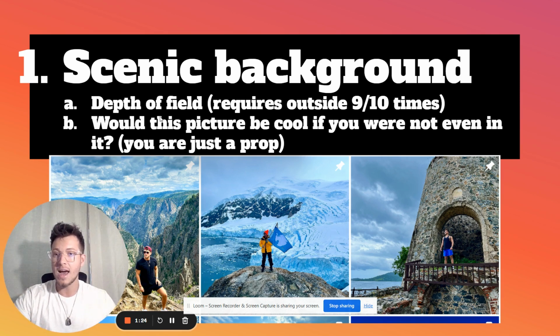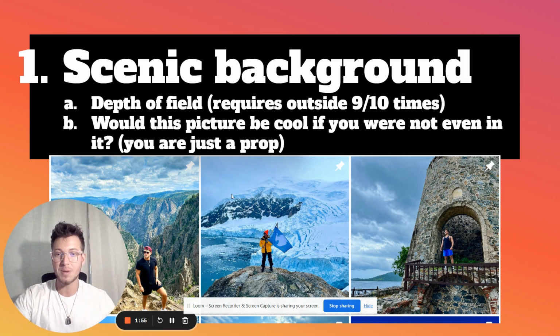So you want to have a depth of field. So 9 out of 10 times this is going to require you to be outside. A lot of the pictures and profiles that I see, people are posting inside of homes or apartments or restaurants and bars, and there's nothing to look at. So you have to ask yourself, would this picture be cool AF if you were not even in the photo at all? You want to think of yourself as just a prop in the picture.